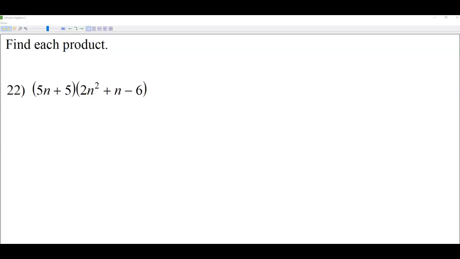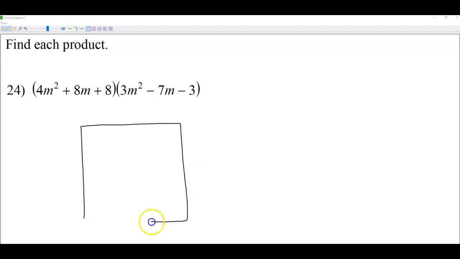Let's move on to 24. Got a 3 by 3 here. So we need a box that's 3 by 3 in size.